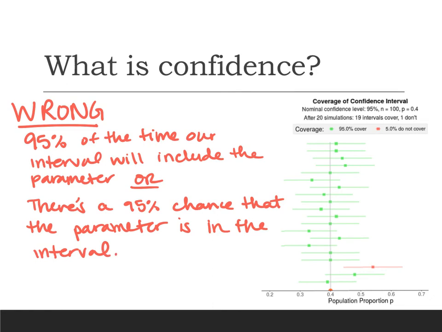Our correct interpretation is that if we were to do several, hundreds, thousands, however many, lots and lots of confidence intervals, if we were to take lots of samples, find the sample statistic to use as a point estimate, and then create a confidence interval around that point estimate, then 95% of those intervals will cover and include the proportion. So it's not this idea of there's a 95% chance that the parameter is in the interval.